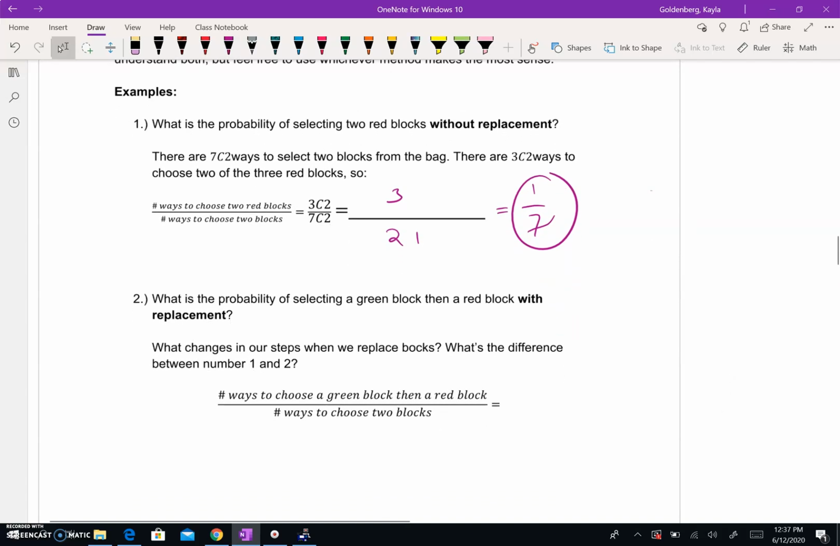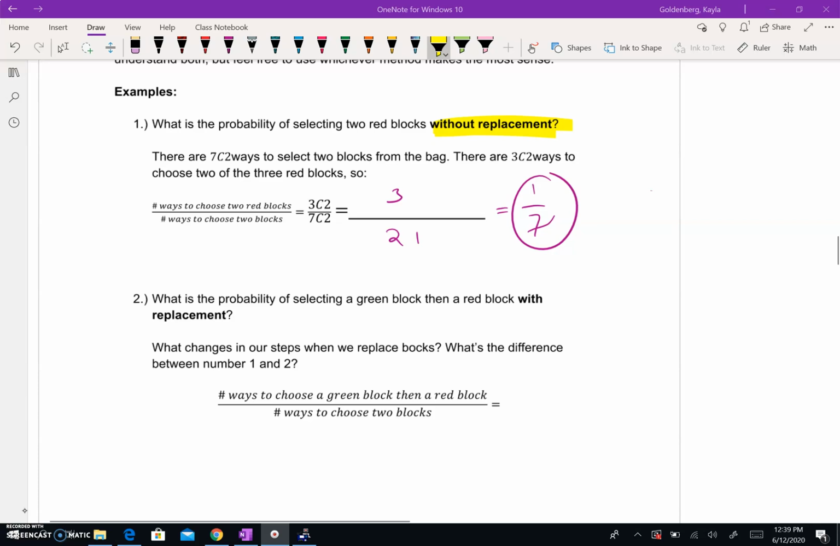Number 2, what is the probability of selecting a green block and then a red block with replacement? So notice previously it was without replacement, so just keep in mind the differences. So what changes in our steps when we replace blocks? What's the difference between number 1 and number 2?